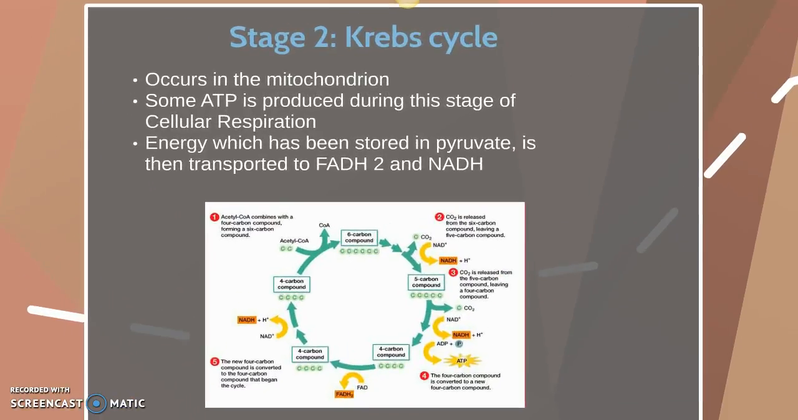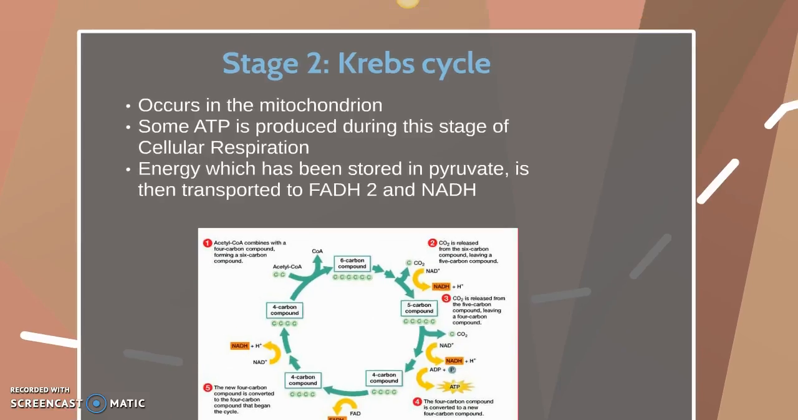So the second stage, Krebs cycle. This occurs in the mitochondrion. Some ATP is produced during this stage of cellular respiration. Energy which has been stored in pyruvate is then transported to FADH2 and NADH. Cytoplasm and mitochondrion are terms that we learned while we were doing photosynthesis as well. I hope those terms are still in your brains. If not, we can go ahead and review that as well.